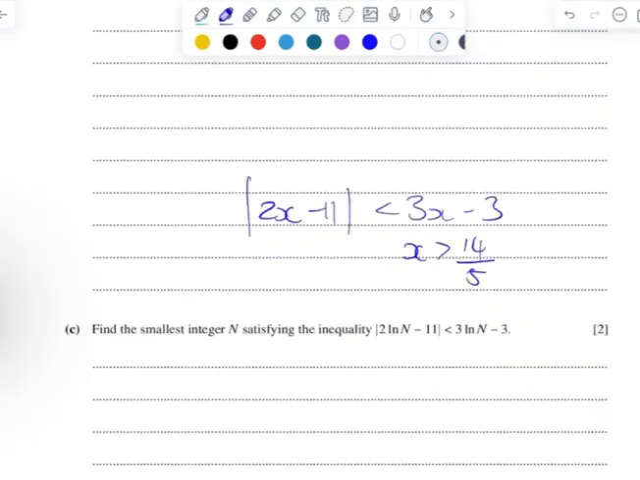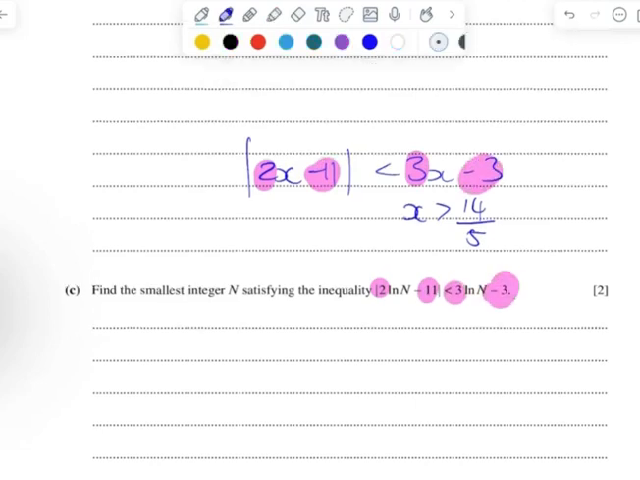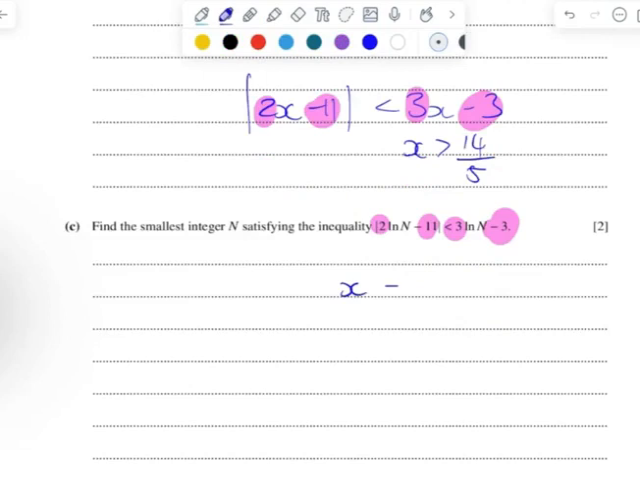Okay, so can you see that this is pretty similar? I've got my 2 and my 2, and my minus 11 and my minus 11, and those are in a mod. And then I've got a 3 and a 3 and a minus 3 and a minus 3. So what is similar here is that x is now equal to ln n. If x was equal to ln n, then these equations would be the same. So to solve this, I basically know that ln n is now greater than 14 over 5.